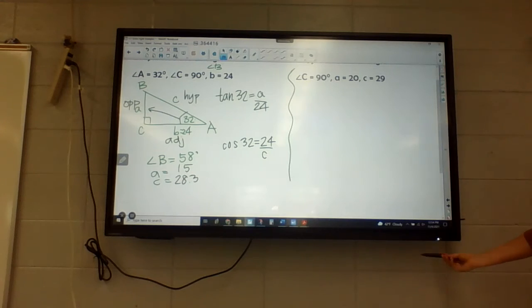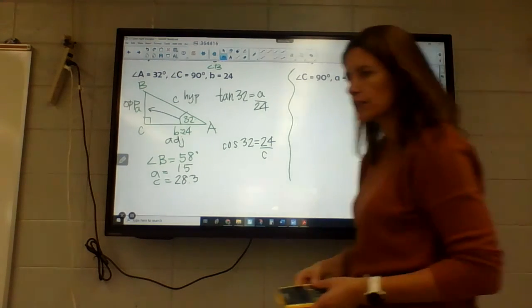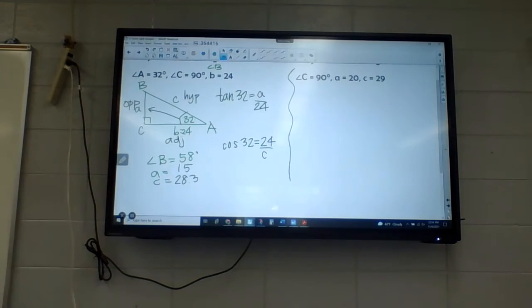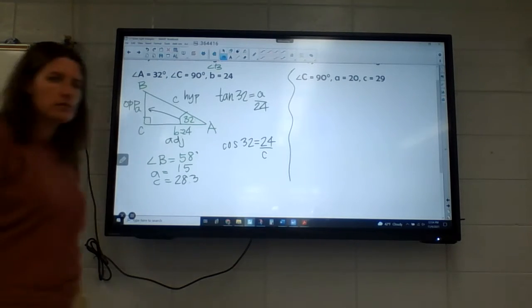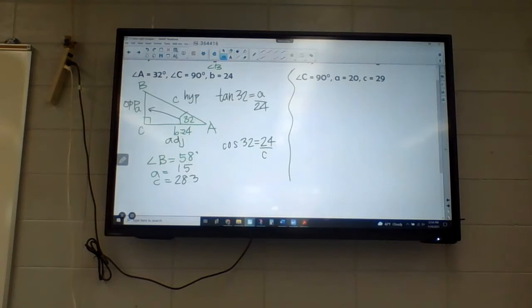Why don't you guys try this last one before we end today? We'll give you a little bit of time if you haven't already. Label everything you know. You're probably going to have to find an angle first. I guess you find the side first, but you're going to have to find angles anyway.